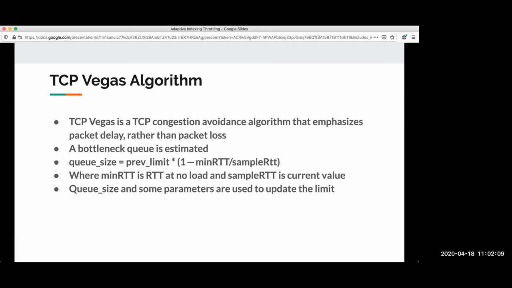Now here, what we do is we create a bottleneck queue. This queue is created on the basis of two things. One is the minimum response time we have seen. Suppose we have seen a minimum response time in our system of 100 milliseconds. And then we'll see the current response time. On the basis of these two things and the previous limit we have, we'll try to create a queue, which is essentially a bottleneck queue, of how many messages are pending. Depending on this bottleneck queue and some conditions, we increase and decrease the value.